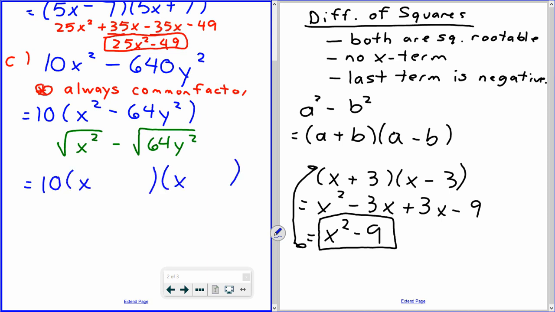So I can just throw that in right there, right? That goes first. What's the square root of 64y squared? And don't let anyone's brain explode when you do this one. 8y. Good, right? The square root of 64 is 8, right? And the square root of y squared is y. So it's going to be 10 times x minus 8y and x plus 8y.